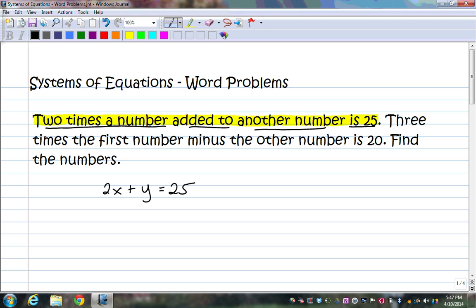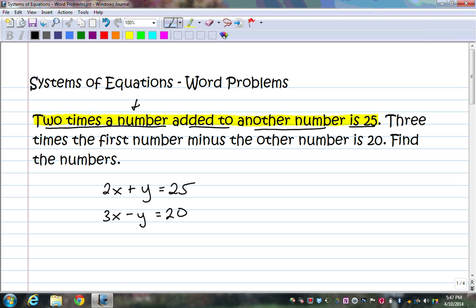Now, if you look at the next sentence, 3 times the first number, meaning the first one that we had here, or x in other words, 3 times the first number minus the other number, which was y, is 20. And you have to find the numbers. Okay, well that's simple enough. We have a system of equations now we can solve. And the method that you choose is really kind of up to you at this point.